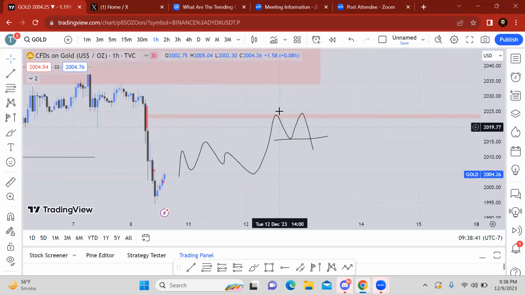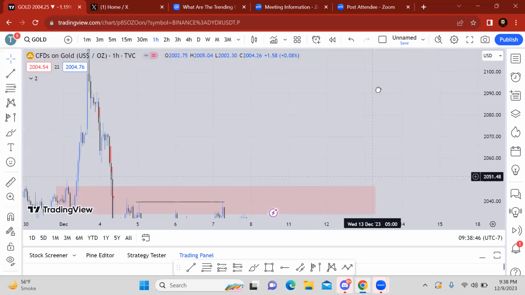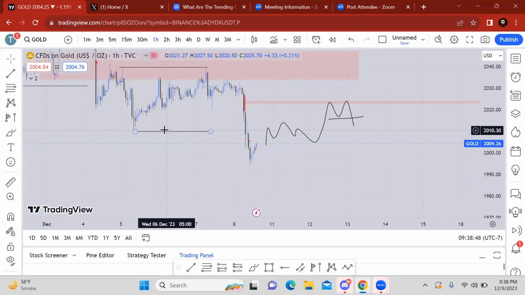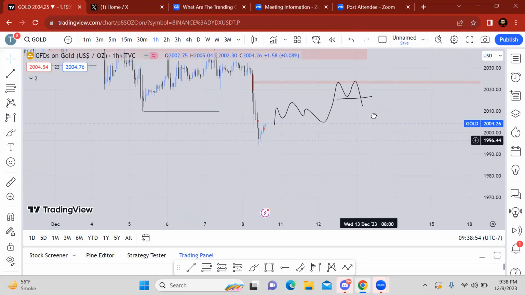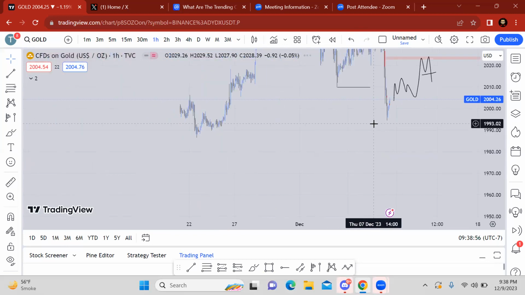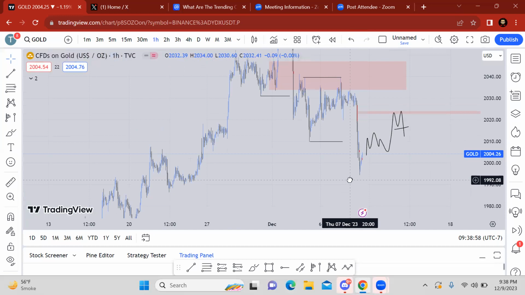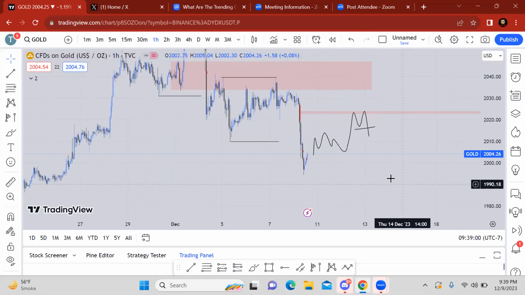The stop will be here somewhere. The first target will be this one. If a new low is created, something like this, and BOS happens again here, you will again wait for a pullback to short. So it is a waiting game and a bit of a mind game, and execution is all here.